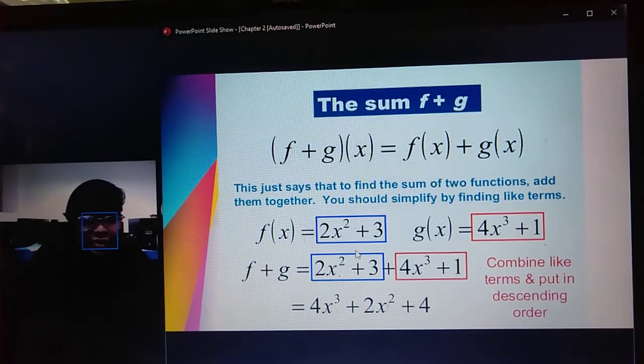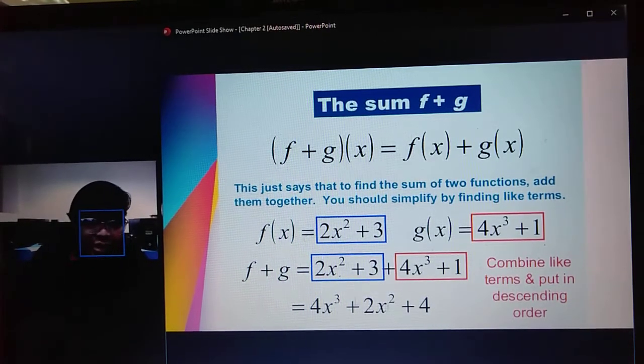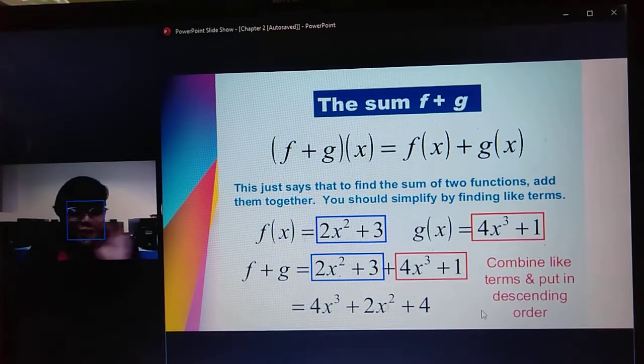2x raised to 2 is different from 4x raised to 3. So, hindi natin sila pwedeng pagsamahin. Since wala nang 2x squared dito, just copy 2x squared. Same is true with 4x raised to 3. And then ito, pwede nating i-add itong 3 and 1. As you can see, sabi dito, combine like terms and put in descending order. Ayusin lang natin from the highest exponent down to the lowest, and then yung wala nang exponent.